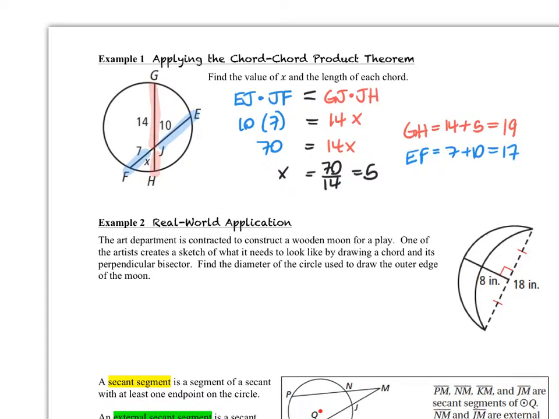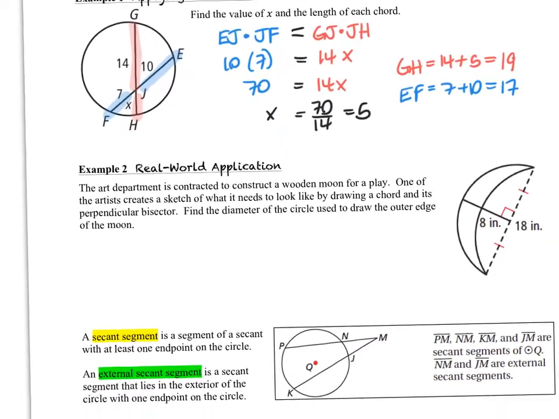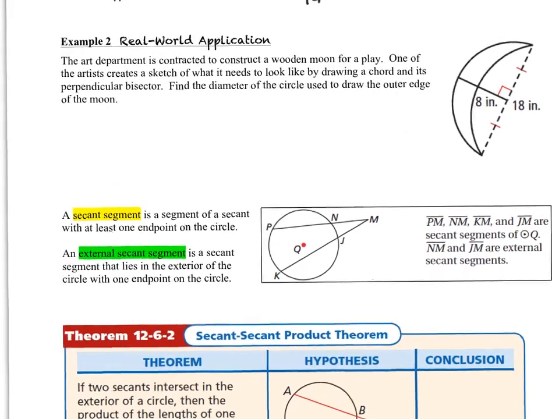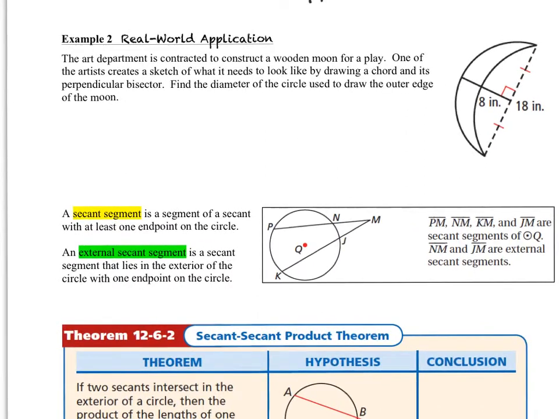Okay, let's take a look at example 2. Real world application. The art department is contracted to construct a wooden moon for a play. One of the artists creates a sketch of what it needs to look like by drawing a chord and its perpendicular bisector. Find the diameter of the circle used to draw the outer edge of the moon. So what's going on here is we actually have this moon that keeps going. We just don't see it because the artist has only drawn part of it.